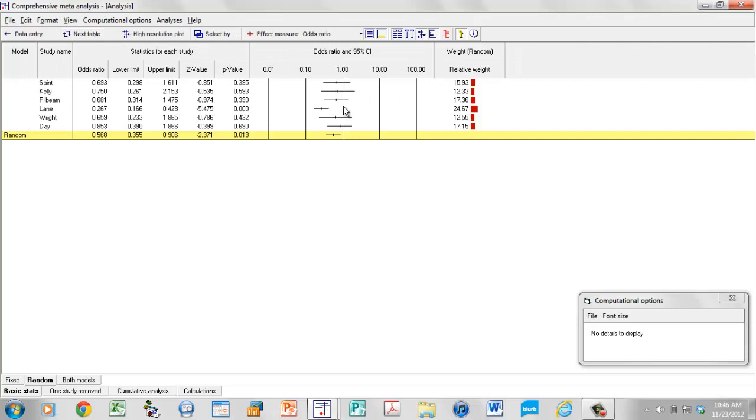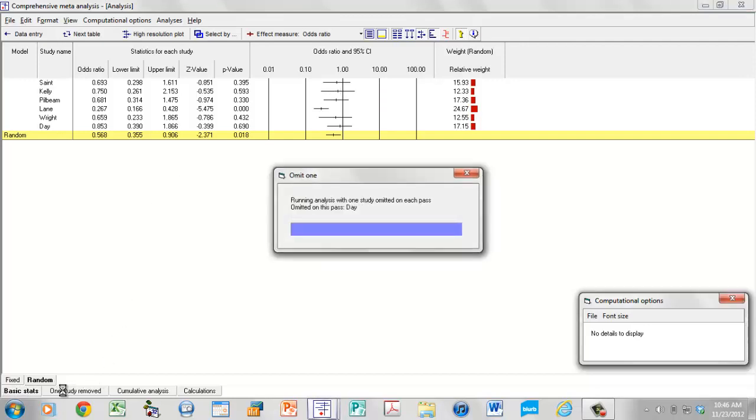If I come back over here, there are various other things that we can do. At the moment, I'm working with the random effects model, so let's continue with that. At the moment, the yellow line down here shows us the combined effect, and the line for each study shows us the effect and confidence interval for that particular study. If I click on the line that says one study removed, we're going to get something very different.